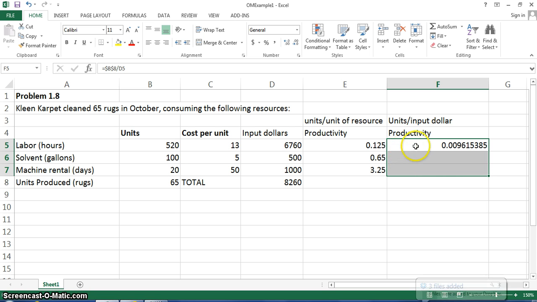Since I want to copy this formula in cell F5 down to F6 and F7, one shortcut to do that is to highlight the first cell, expand the selection, and then hit Control D on the keyboard. So we see that our labor productivity in units of output per input dollar is 0.0096 rugs per input dollar.